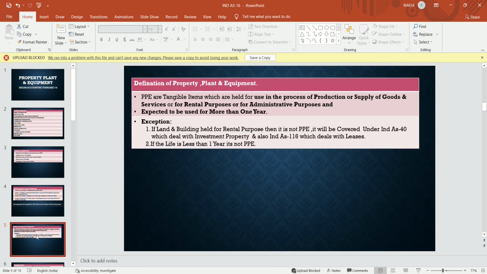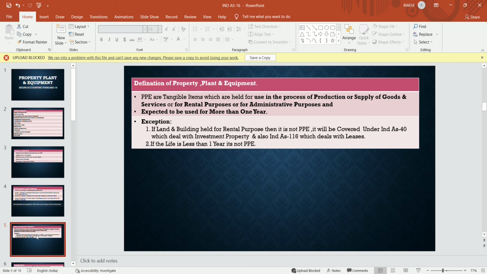Now comes the definition of property, plant and equipment. Property, plant and equipment, in short we say PPE. PPE are tangible items. Tangible means which we can touch and feel, and the tangible items which are held for use in the process of production, in the manufacturing process, like big machineries which we use in the production process, or for supply of goods and services. For supply of goods and services we use trucks or bullock carts or camels.